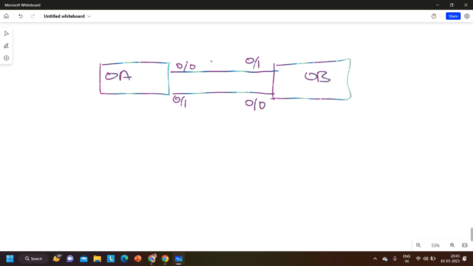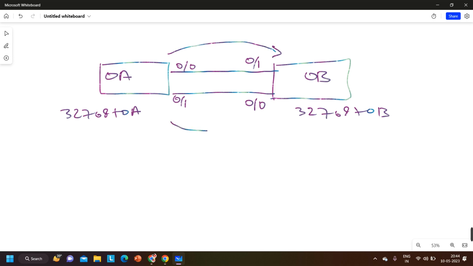Now what will be the bridge ID of switch 1? 32768 plus 0A. Bridge ID of switch 2 will be 32768 plus 0B. Both switches are going to advertise configuration BPDU. So switch 2 will receive configuration BPDU over here also and over here also. What will be the root bridge ID over here, guys? 32768 plus 0A. This is the root bridge ID. Here also the root bridge ID will be 32768 plus 0A.